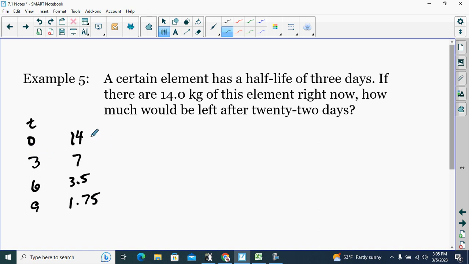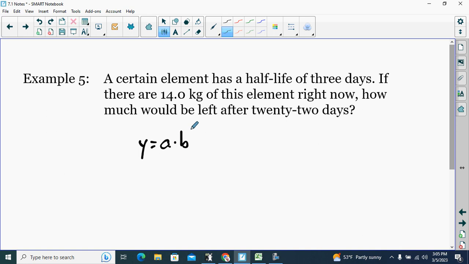How long it takes for the element to decay by 1/2. So again, we're starting with y equals a times b to the x. Notice each time, every 3 days, it's breaking in half. We're multiplying by 1/2 over and over again. A is the amount we start with, in this case 14 kilograms. B, we are multiplying by 1/2 over and over again. And x should be the number of times it breaks in half.